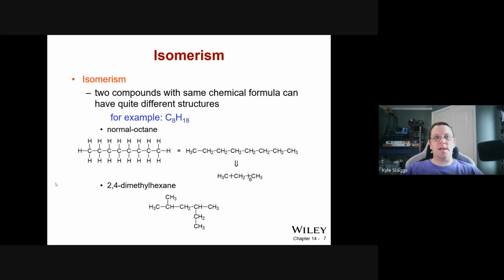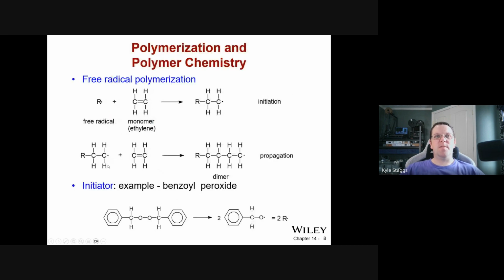So a normal octane versus a dimethyl hexane, the 2 and 4, again, just commenting on the second carbon. So the chain is here in the center, and the outer branches here are the 2. So the second and the 4th carbon are the ones that have the methyl group. So dimethyl hexane, 6 carbon chain with 2 methyl groups attached. So different behavior, same molecular formula. Important to understand about polymers.